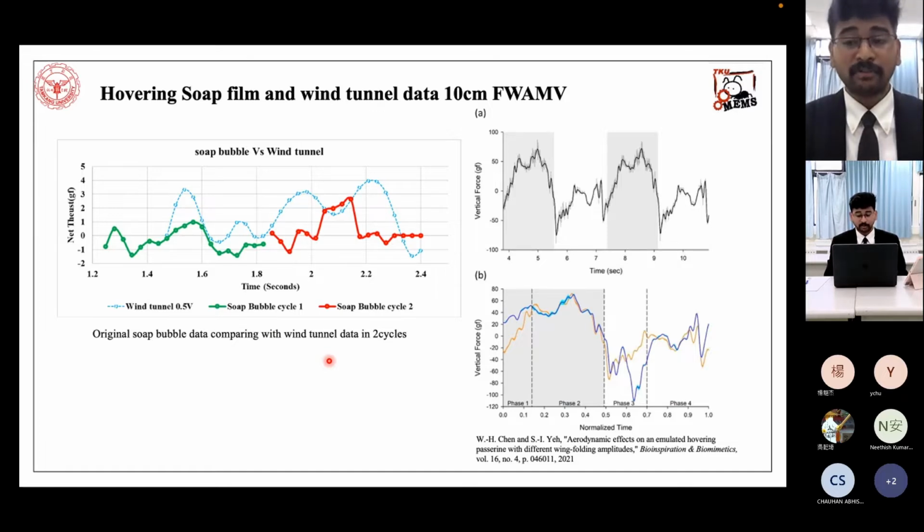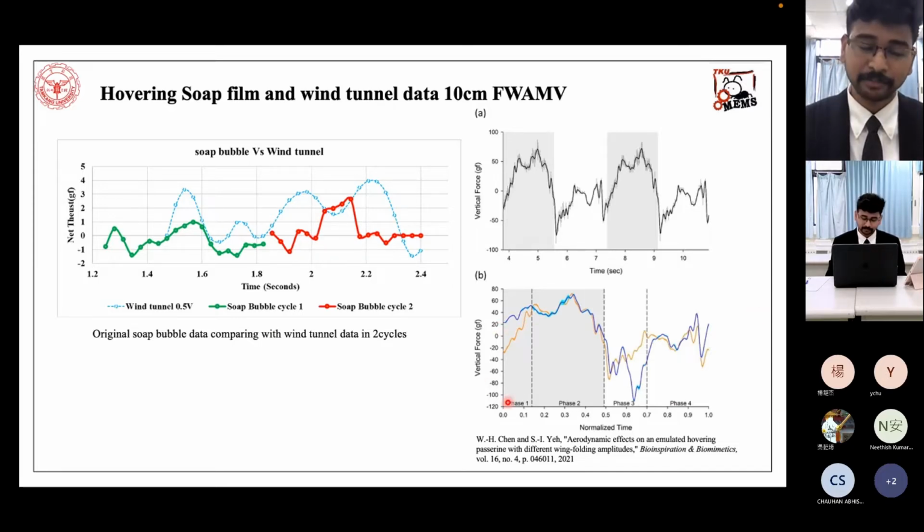from Professor Chan from NCKU, who has studied the aerodynamics of an emulated hovering passive wing with different wing folding amplitudes. This tested data of Professor Chan was obtained using PIV techniques. So I am comparing my soap film data with the PIV data, which is very feasible to compare, especially in the hovering condition.